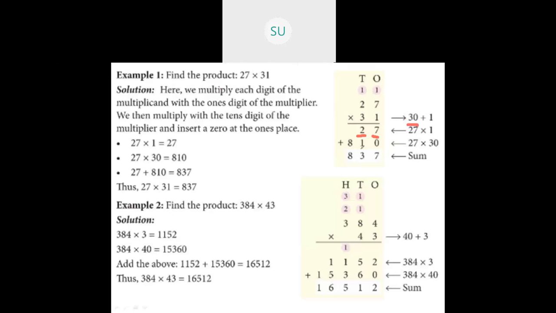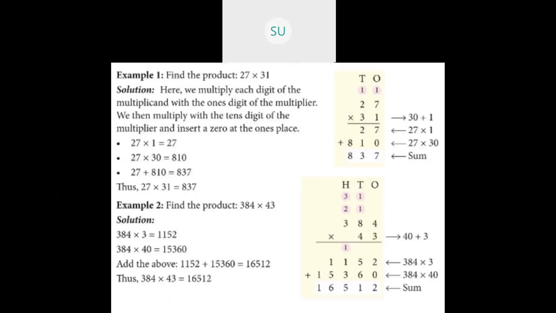3 sevens is 21. So we write 1 here and carry over 2. This should be 2, not 1. Then 3 twos is 6 and 6 plus 2 is 8. So we'll write 8 here. Now we got these two numbers, we'll add them. 7 plus 0 is 7, 2 plus 1 is 3, and 0 plus 8 is 8. So what is the answer? Answer is 837. Okay, same way, let's see another example.